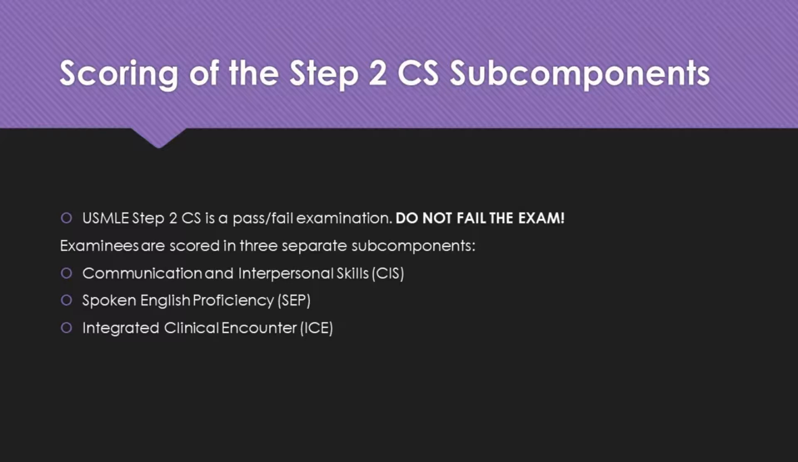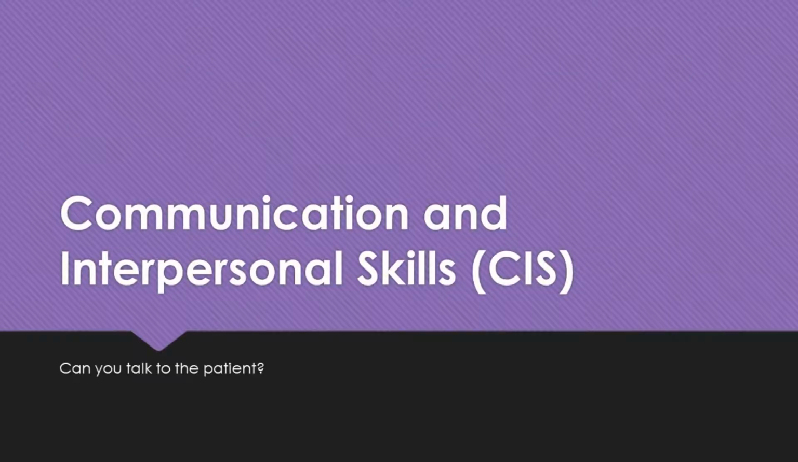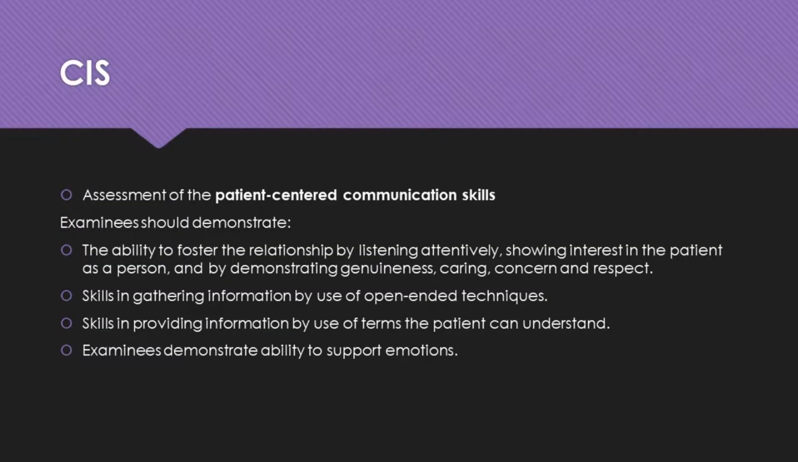The Step 2 CS examinees are scored on 3 components: communication and interpersonal skills, which basically assesses whether you can talk to the patient. You should be able to develop a patient-physician relationship. You should listen attentively. You should show care, concern, and respect towards the patient. You should have the information gathering skills.